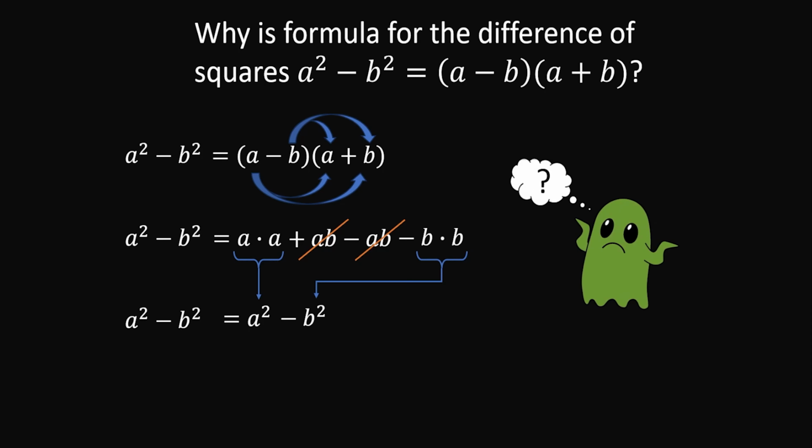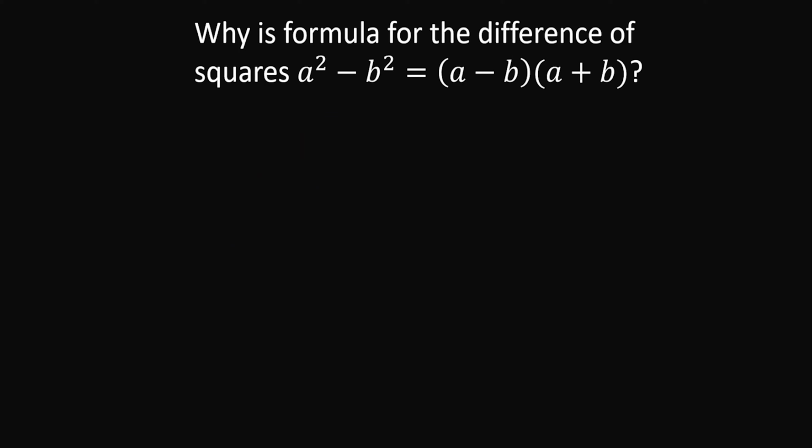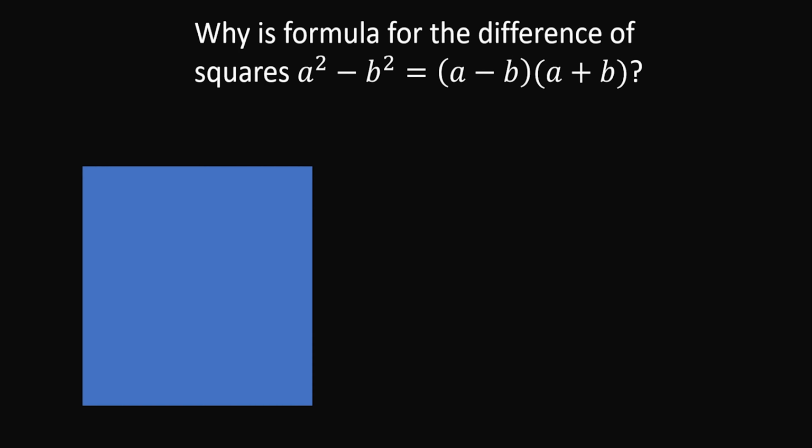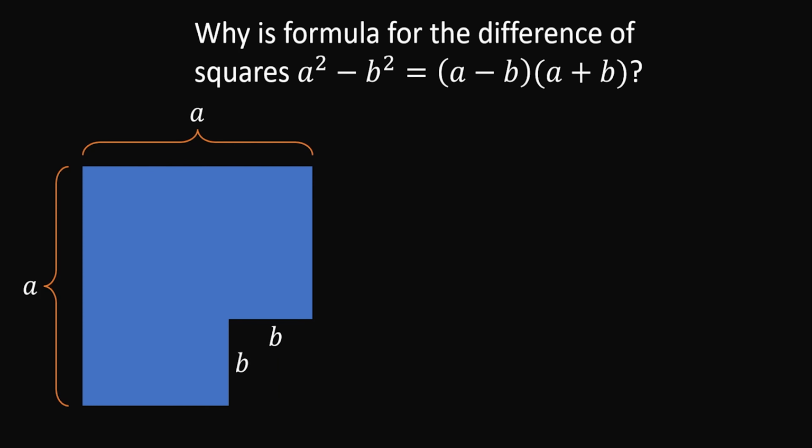But can we prove this formula with geometry like before? Yes, of course we can. So this time, let's say that we have a square, and the square has the length of a and the width of also a. Now let's say that the square has a hole, also in the shape of a square, with a width of b and the length of b.